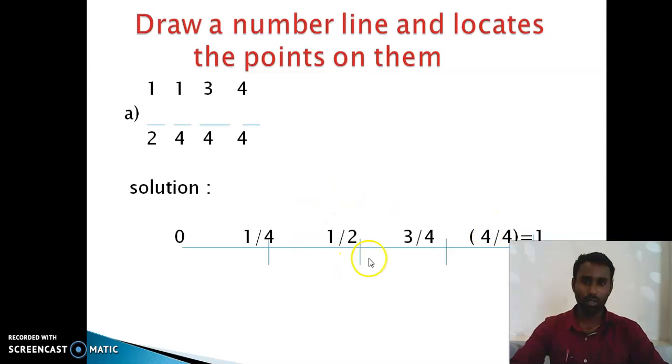So the second one is 2 by 4 only, no? If we cancel that, 1 twos are 2, 2 twos are 4. If we simplify that number, 1 by 2 will come. Otherwise you can write 2 by 4 itself. So how do we write the points on the number line?